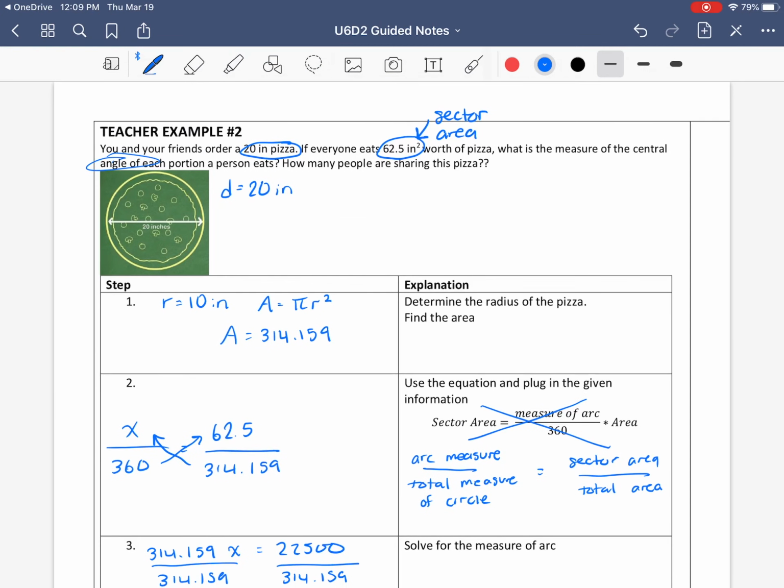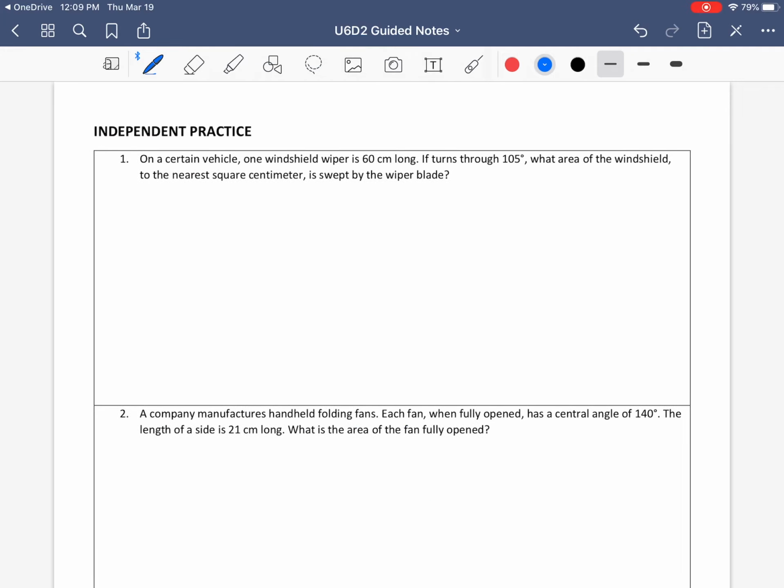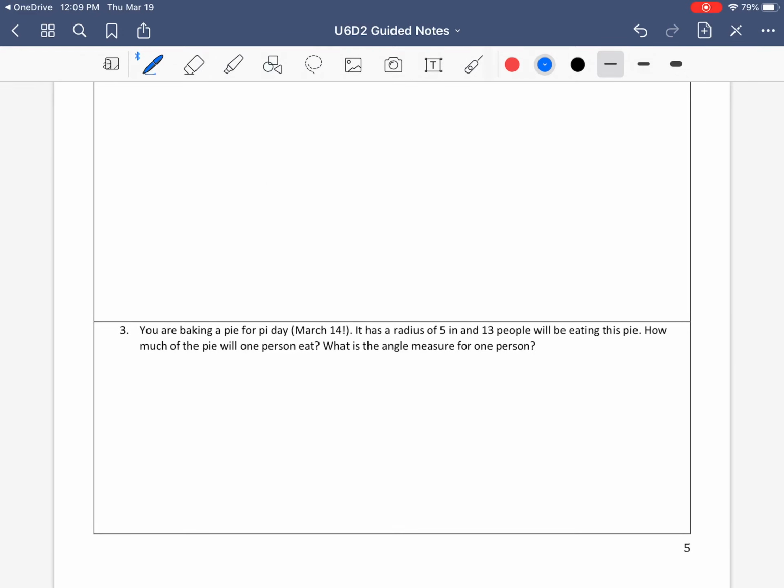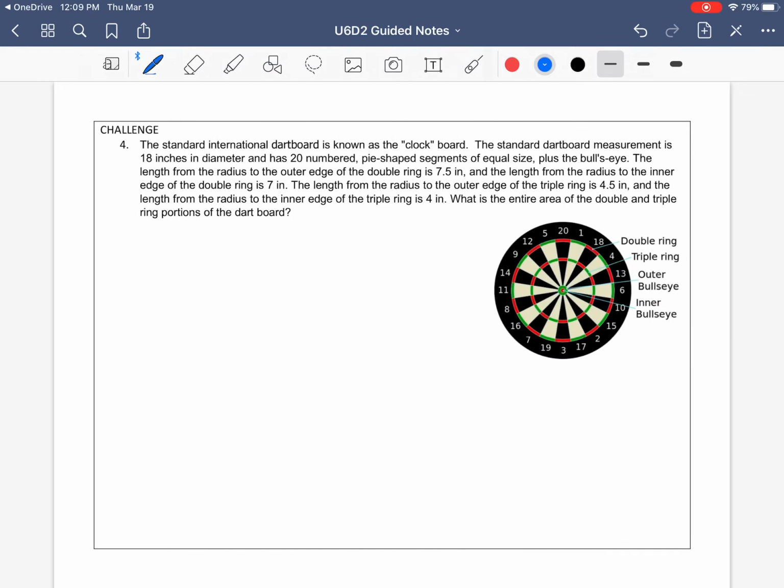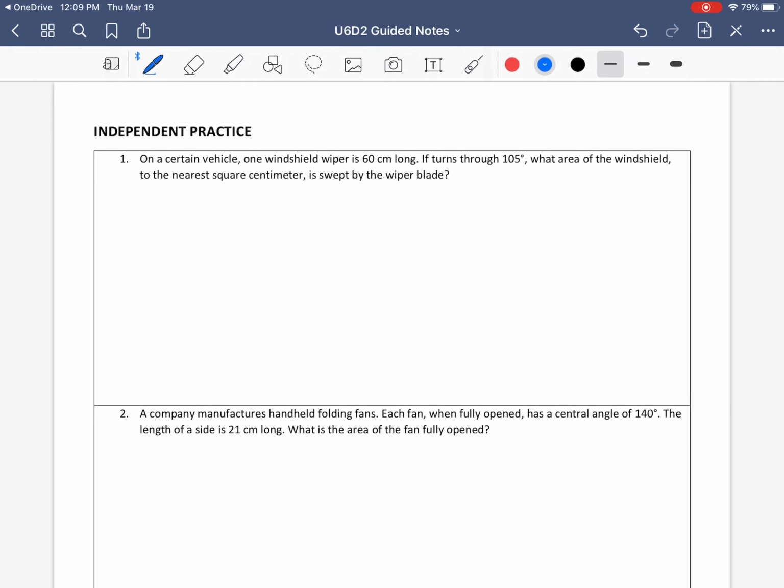Okay, so again, we use the proportion, but we're solving for a different question because it gave us the sector area. So there are 3 questions here that we're going to ask you to solve, and then one here is a challenge question. This challenge question I will make optional. All right, but again, please make sure you're showing your work on a separate sheet of paper and submitting that work with your exit ticket.